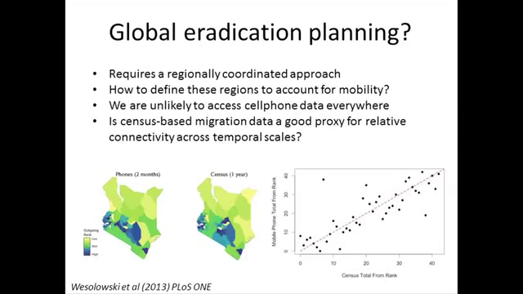Global eradication planning, this is much more of a tricky situation, but the Gates Foundation is interested in this, and it requires a regionally coordinated approach. So how do we define those regions to account for this mobility? We're not going to get this cell phone type data everywhere. Maybe we will ultimately. In this case, we were just interested in, does this census-based migration data give a good proxy for how strongly connected different regions are? And compared to the phone data, it does.